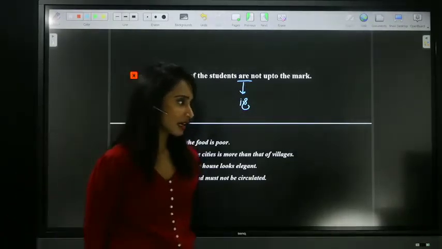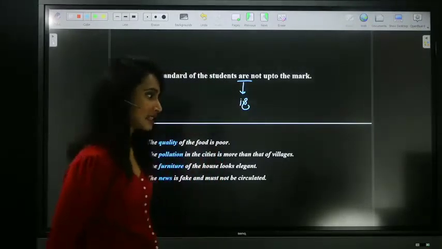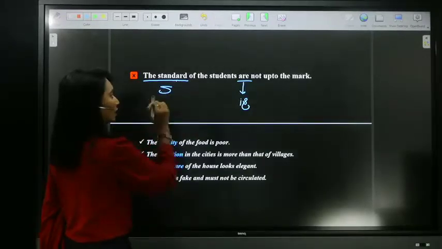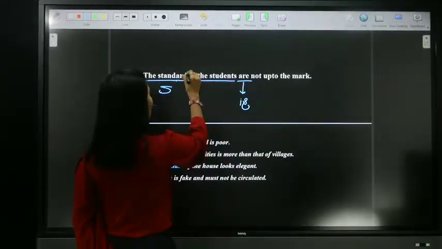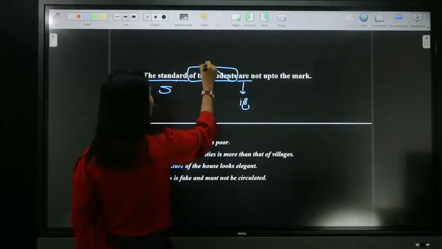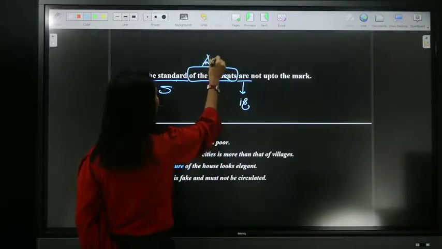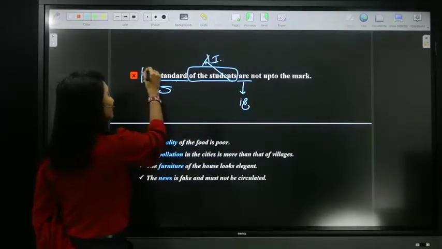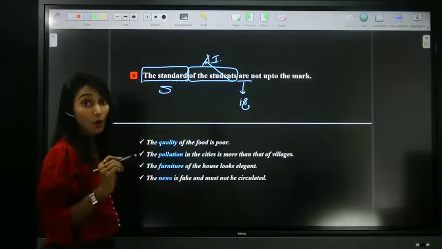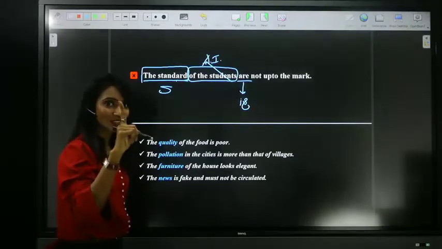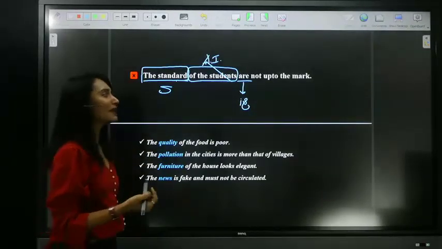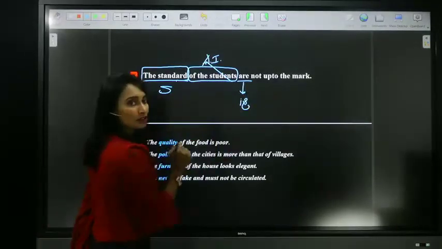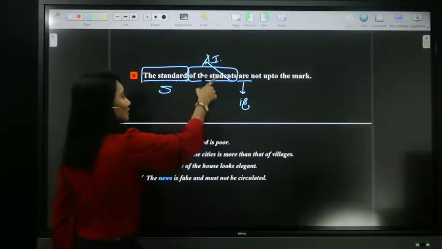Telling about standard, not students. Exactly, Kartikeyan, you got the point. So here our subject is standard, not students. The standard of the students is additional information. We are talking about the standard. Whose standard? Students', right? So here standard is an uncountable noun. All uncountable nouns are singular. So we require a singular verb and a singular pronoun if a pronoun is there. The standard is not up to the mark. Whose standard? The standard of the students.